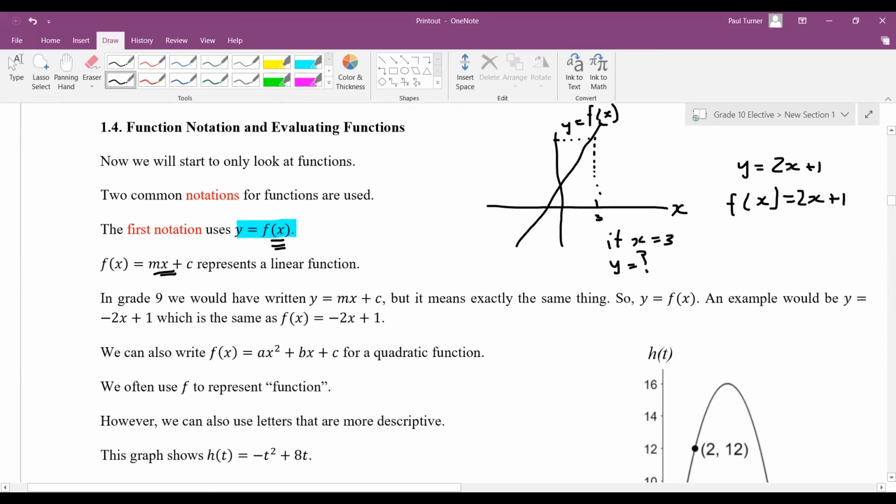I would write 2 times 3 is 6, plus 1 is 7. But here, you can put the 3 in this bracket, f(3), like that. So it's asking me what is the value of the function when x is 3. So I put 3 into the function. 2 times 3 plus 1 equals 7. So we would write f(3) equals 7, like that. So when x is 3, this is telling me the y value is 7.